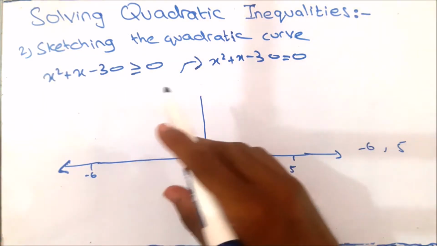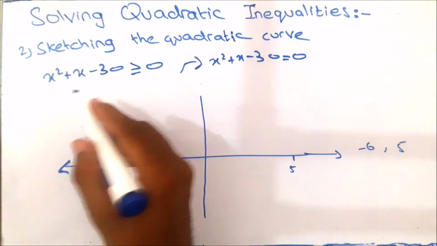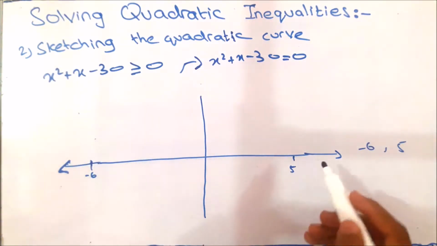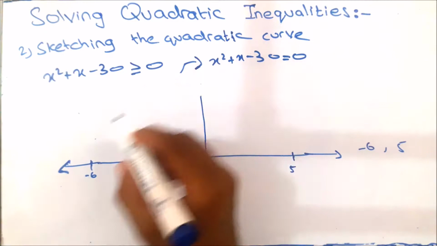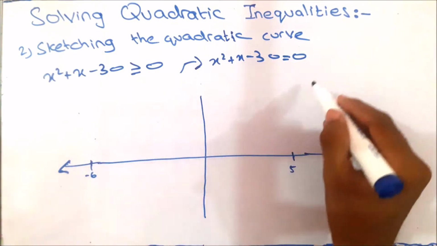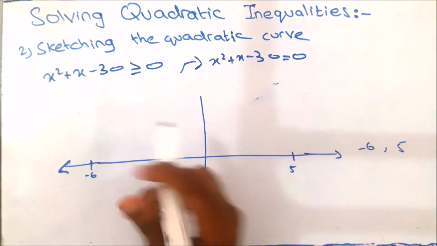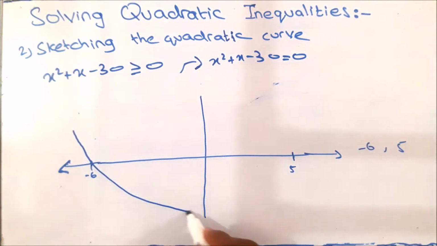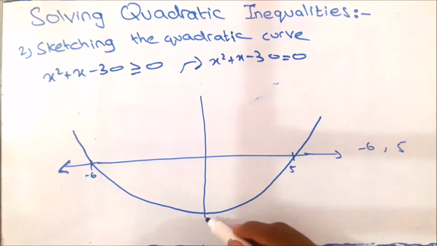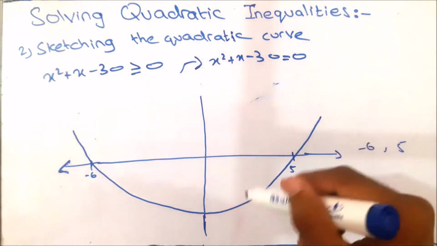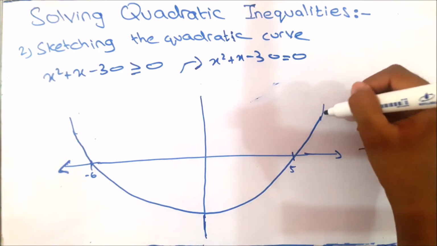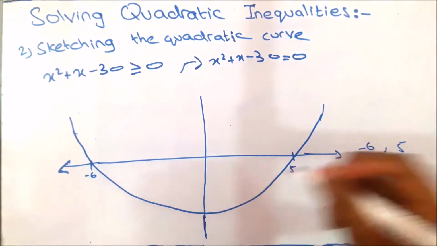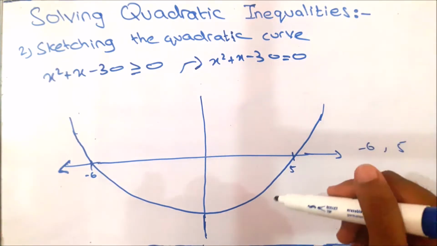Okay, now let's come to the inequality part. Let's first sketch the curve. We know that our coefficient of x squared is positive, so our curve will be a smiley face. It will look somewhat like this. We don't need to know where the turning point of the curve is in solving the inequalities. It does not make any difference. We'll just sketch it for reference so we can get some idea of how it looks and where it's greater than 0 and less than 0.